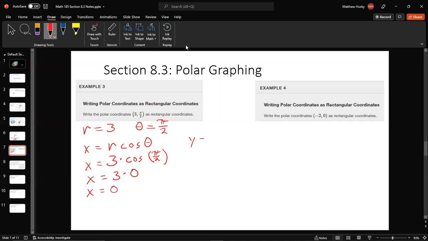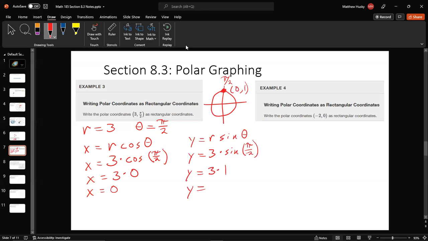Meanwhile, y is equal to r sine theta. So what that would mean is that y is equal to 3 times the sine of pi over 2. The sine of pi over 2 happens to equal 1, because fun fact, if you have a unit circle here, pi over 2 is right here. And this would be the point (0, 1). So the 0 is the x value for cosine, the y value 1 is for sine. So this is 3 times 1, meaning you get y equals 3.